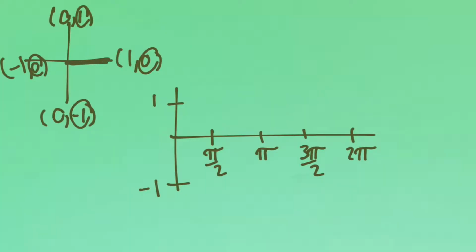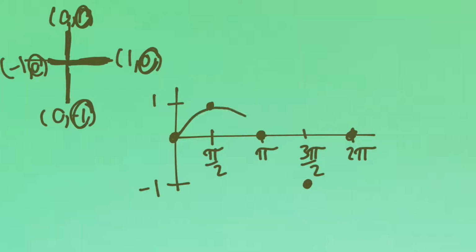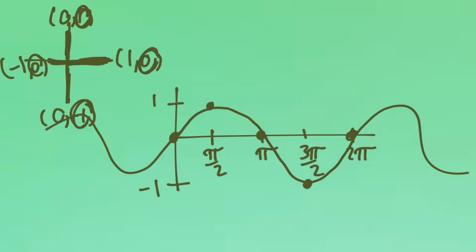At 0 degrees or 0 radians, we're at 0. And then at pi over 2, the y value is 1. At pi, the y value is 0. At 3 pi over 2, the y value is -1. And at 2 pi, the y value is back at 0. And we could keep going around the unit circle in either direction. So as I connect the points, I'm going to remember that it's still going to extend in both directions.